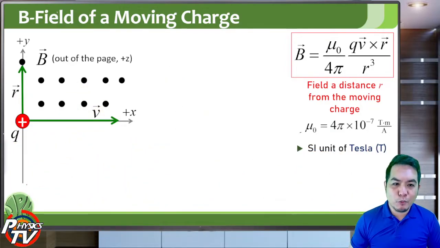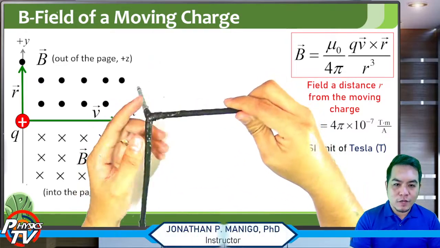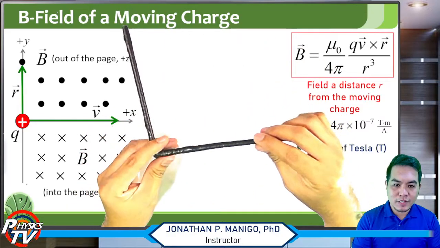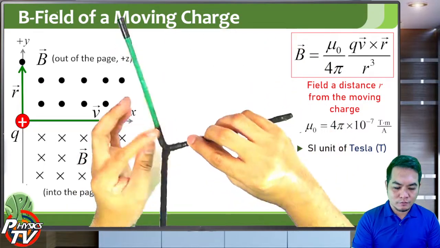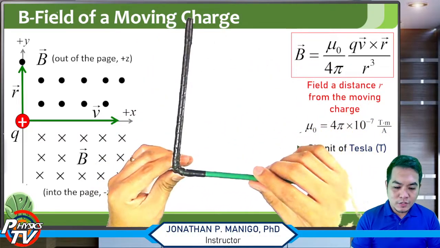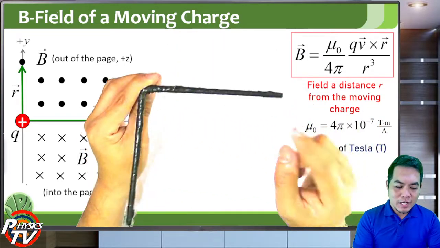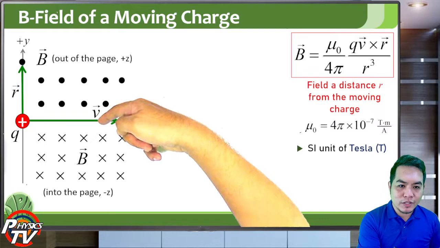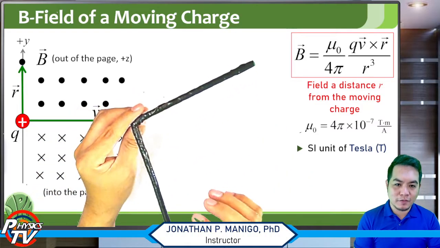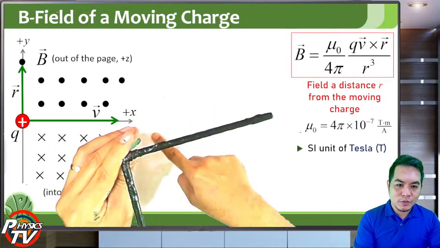Now, if you have a point below, then if you take the V cross R, if this is your V, and this is your R, now pointing downwards. So R is from the charge to the point where you want to find the magnetic field. So V cross R will get you this one.